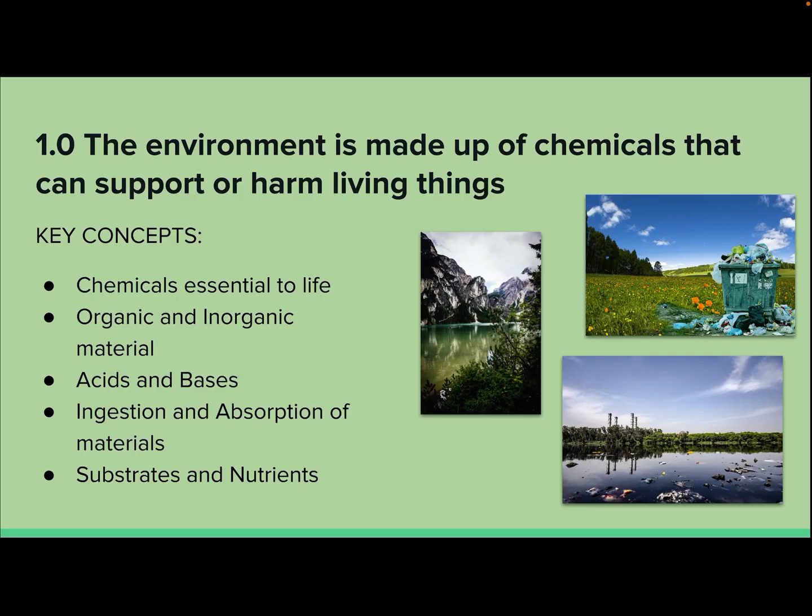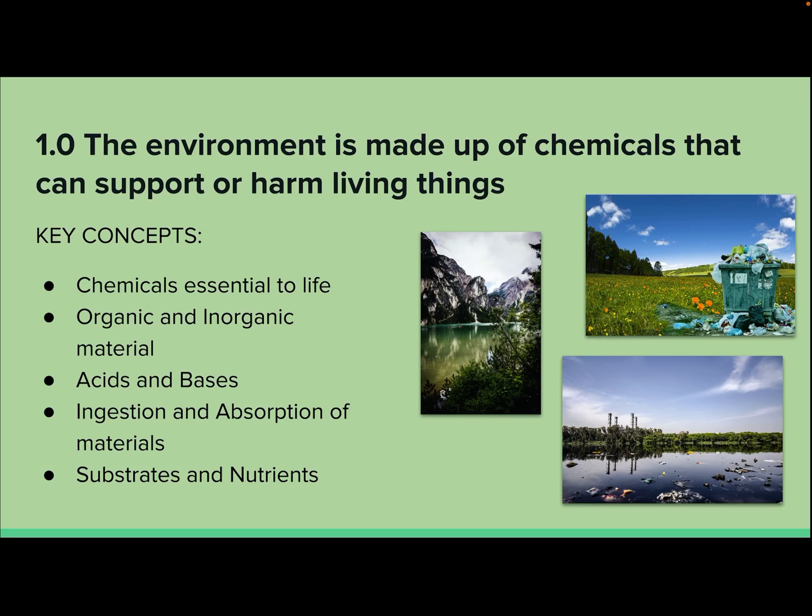All right, so topic one, the environment is made up of chemicals that can support or harm living things. The key concepts are that chemicals are essential to life. We also talk about organic and inorganic material. Organic material or compounds are ones that contain carbon, and inorganic do not have carbon in them. We're very simply organizing material at this point. When you do later chem courses, it'll be a lot more complicated.